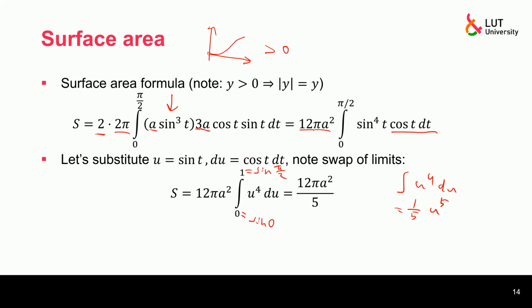So we get 1, so this part evaluates to 1/5, which is 12 pi a squared times 1/5. We get the end result. All right.